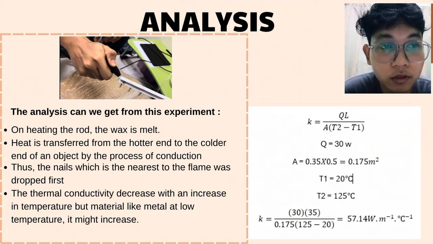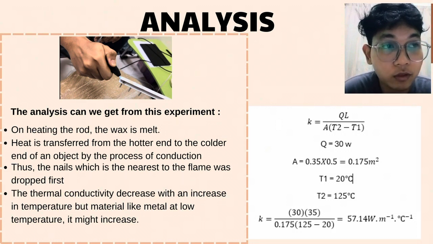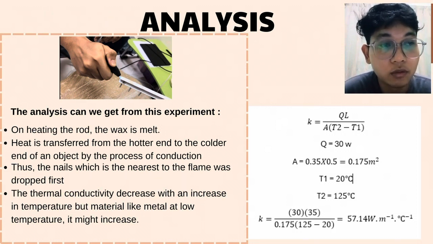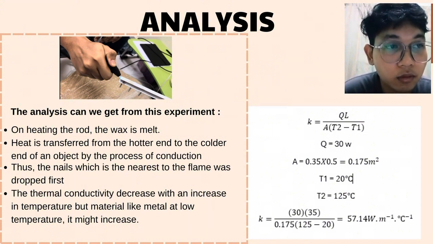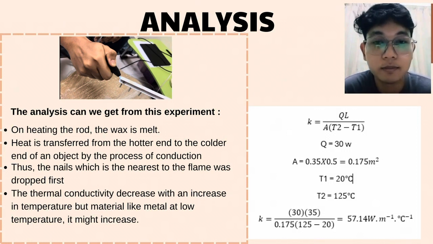So, the thermal conductivity decreases with an increase in temperature, but for material like metal at low temperature it might increase. The calculation we get from the formula is K equals QL over A times (T2 minus T1). So, after we calculated, we get the thermal conductivity from this experiment is 57.14 W/m°C.